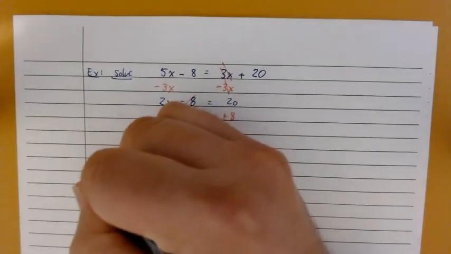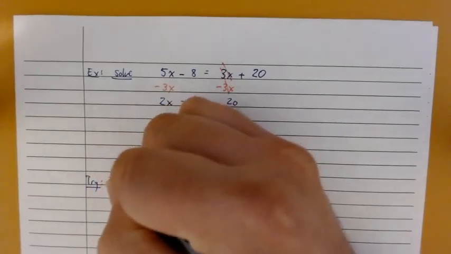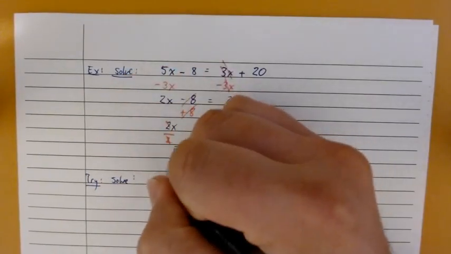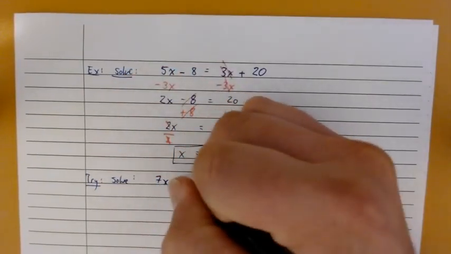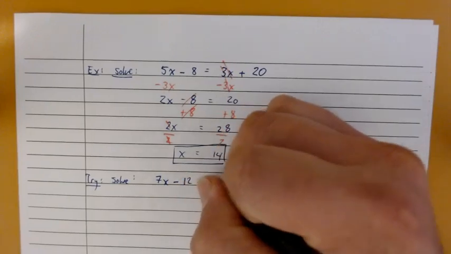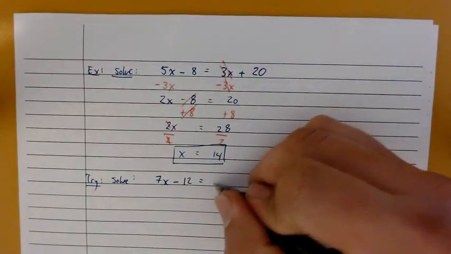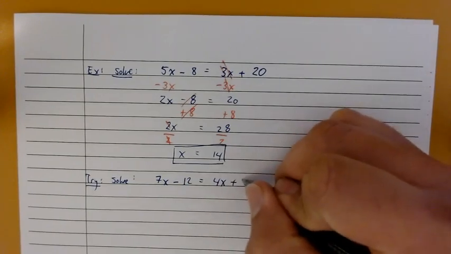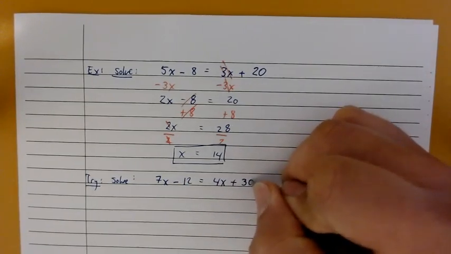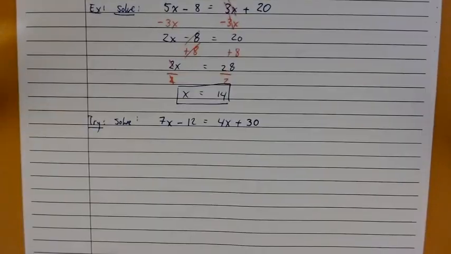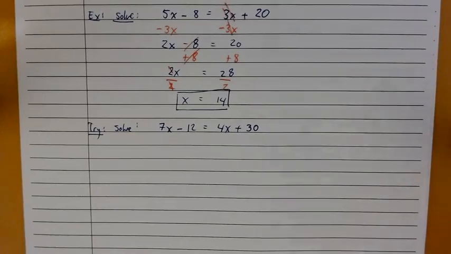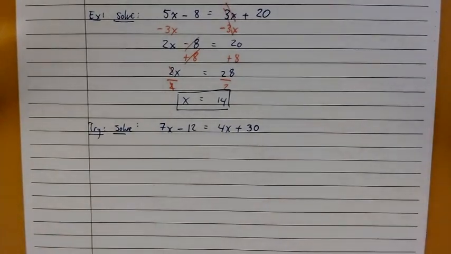So give that a try. Solve 7x minus 12 equals 4x plus 30. Okay, go ahead and pause the video, give that a try, and once you have your solution, come back and we will confirm it together.